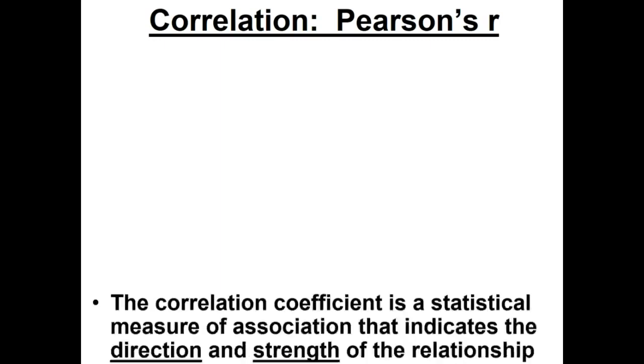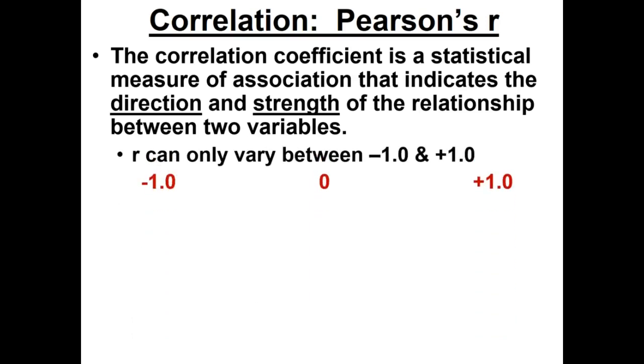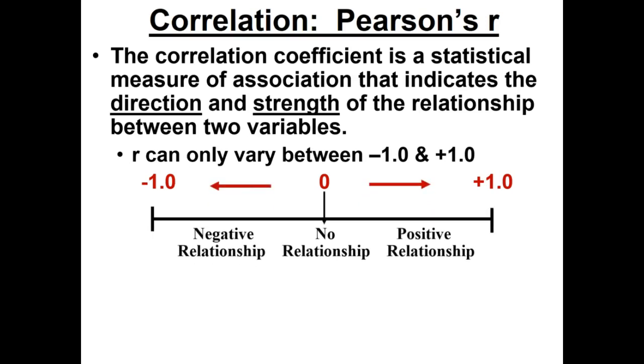The correlation coefficient is a statistical measure of association that indicates the direction and strength of a linear relationship between two variables. It can only vary between -1 and +1. There's no such thing as a correlation coefficient of -1.2 or +3.4, for example. We already discussed the direction of the relationship. The direction could be negative, also called inverse, or it could be positive, also called direct.